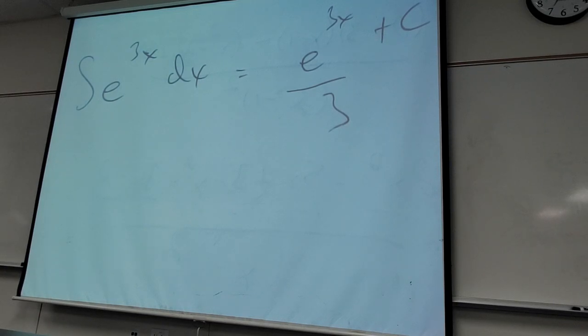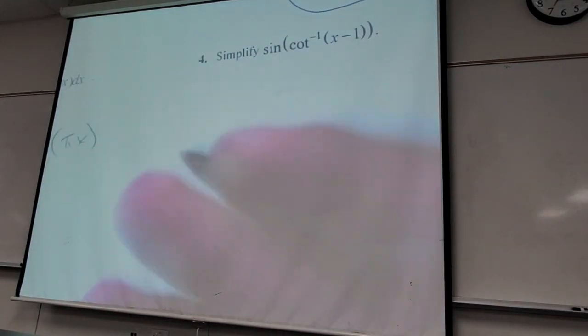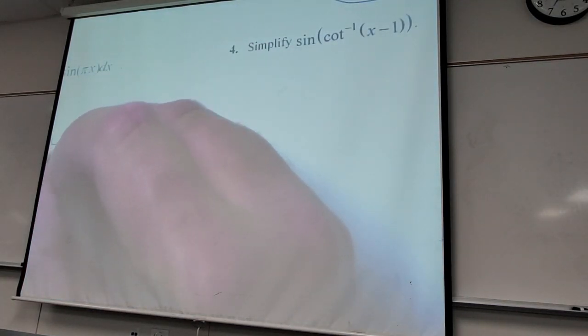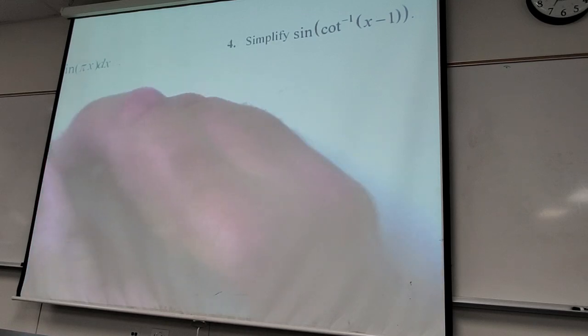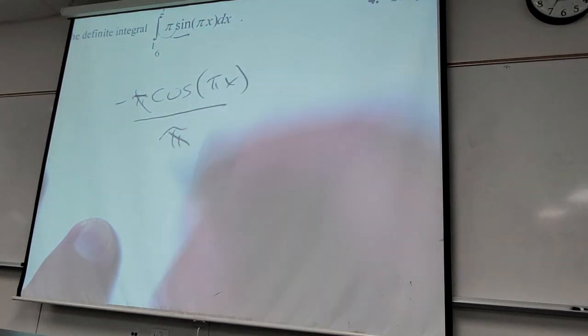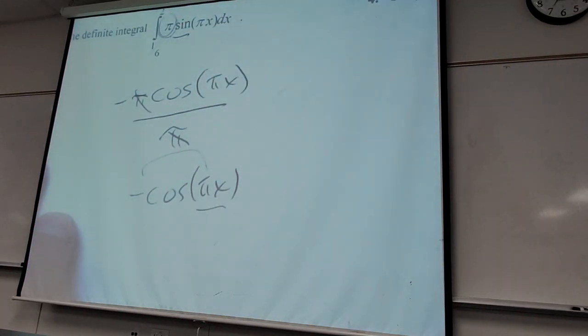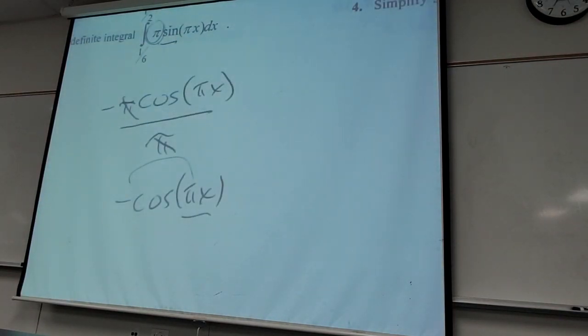So for that one, it'd be negative cosine pi x over pi? No, because the pi's already there. So if you wanted to do it the way we just did it, it'd be negative pi cosine pi x over pi, and the pi's would cancel. But there's no reason to do that. Sine would go back to negative cosine. The derivative would have a pi pop out. It's there. So that's it. You're good. You don't have anything to adjust for. Now again, if you use u sub there, you're fine. We're just trying to get you to realize you don't have to, just to save a little bit of time.